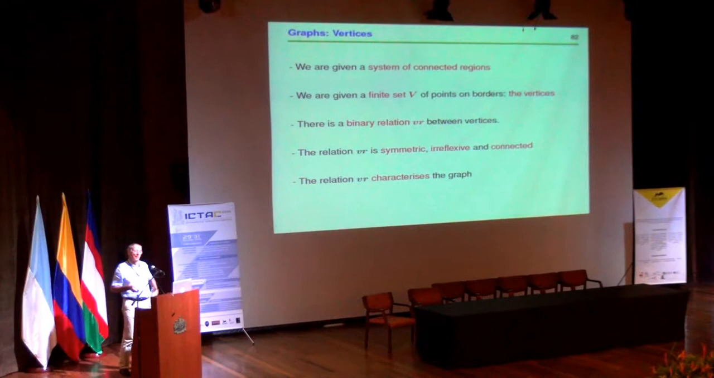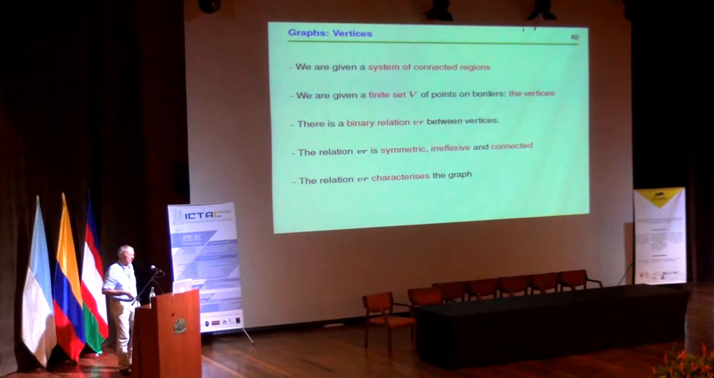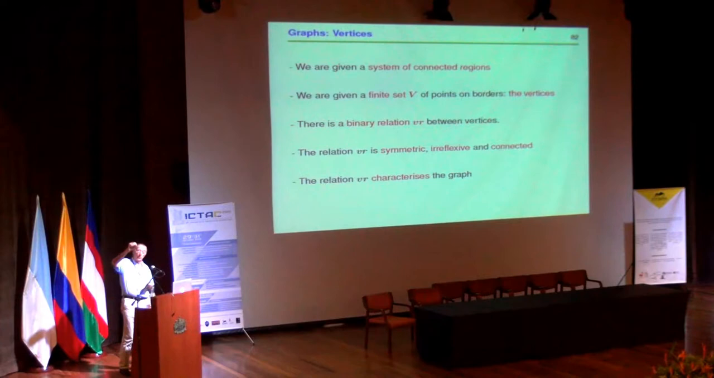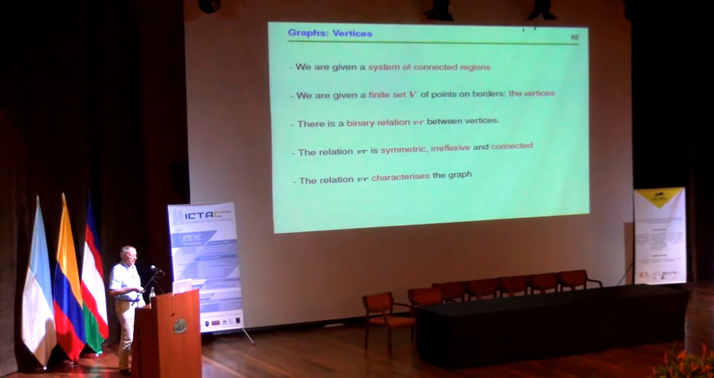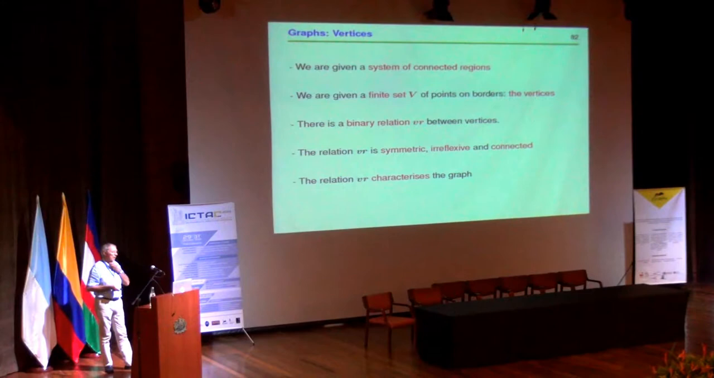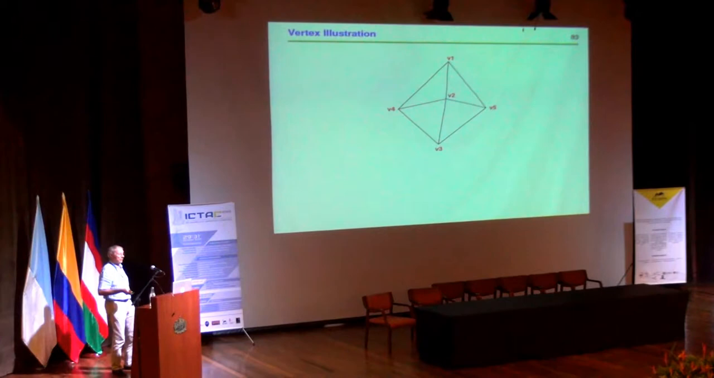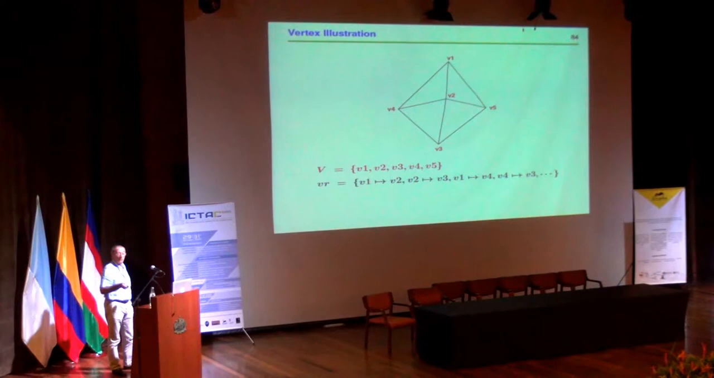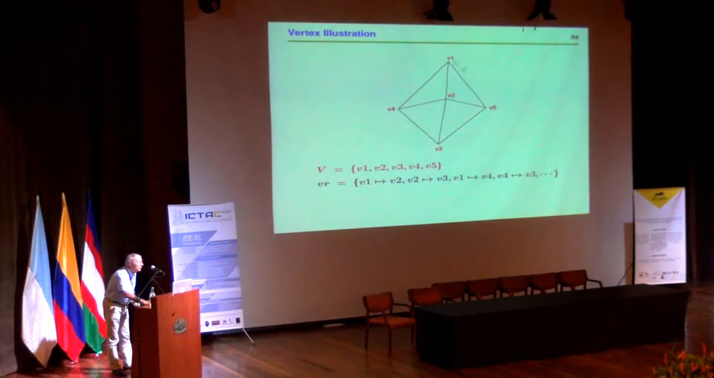Which means that in graph theory, you might have two connections between two points, two edges, which is here completely eliminated. We could have also a point, or a vertex, connected to itself. And this is eliminated here because this VR is irreflexive. So you see, this is what I've said before, we have a limited definition of graph. So here is a vertex illustration. I have five vertices in this story. So V, the set V of vertices is V1, V2, V5, and VR is just the set of pairs. We go from V1 to V2, V2 to V3, etc.